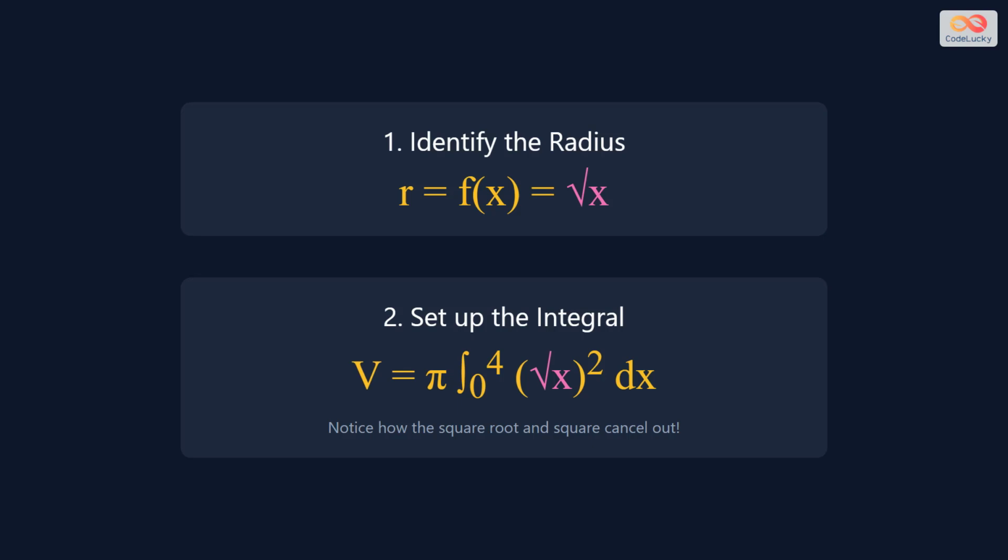First, we identify our radius. Here, r is the square root of x. Next, we set up the integral. The volume V is equal to pi times the integral from 0 to 4 of the square root of x squared, dx. Notice how squaring the square root simplifies our function nicely.